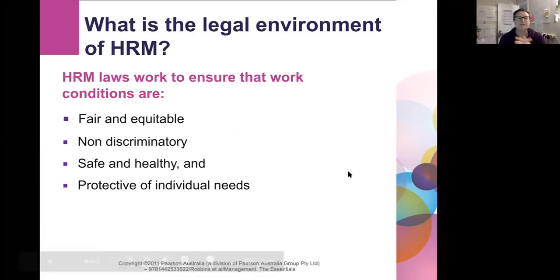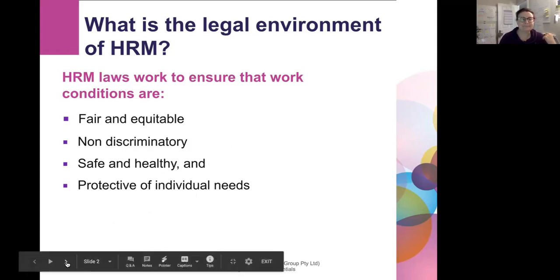So the laws that affect human resource management are there to ensure that work conditions are both fair and equitable. So people are treated fairly and equally, that people aren't subjected to things that are discriminatory, particularly in the sense of gender, sexuality, religion, disability, things like this. And also that the workplace has basic standards of safety and health, and that it is protective of the needs of individuals, particularly if they have needs when it comes to things like disability.